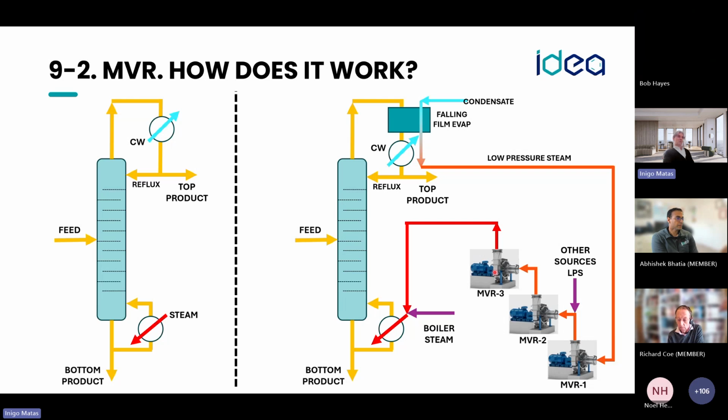How many stages of compression do we need? It really depends on the delta T between the base temperature and the top temperature. The smaller the difference, the fewer stages of compression. As a rule of thumb, each stage of compression can provide about 10 degrees of lift. So in this case, 30 degrees. Again, looking at each system will tell us, but more and more we are seeing implementation of this in distillation columns because the savings are very significant.